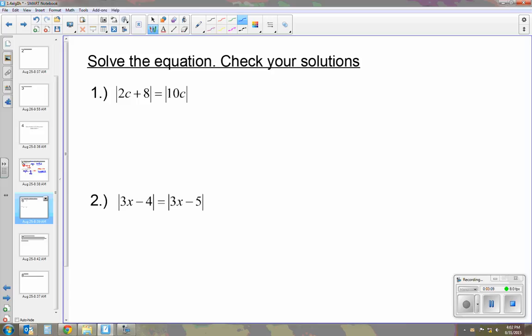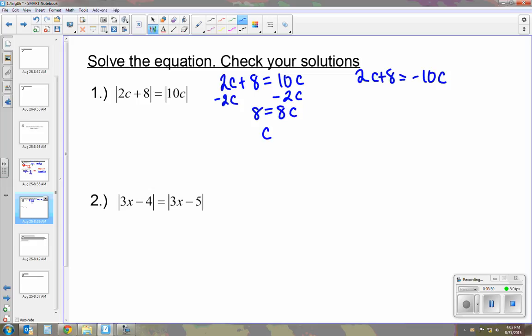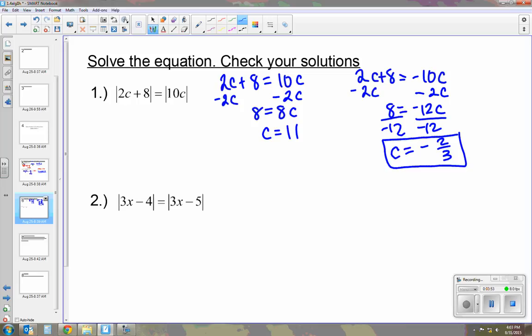But when we have that, we solve it the same way. We split it into two different equations. So we have 2c plus 8 equals 10c, and then 2c plus 8 equals -10c. So now we're going to solve. Subtract, 8 equals 8c, so c equals 1. Subtract, 8 equals -12c, divide, and c will equal -2/3. Okay? And always make sure you plug this back into your calculator.